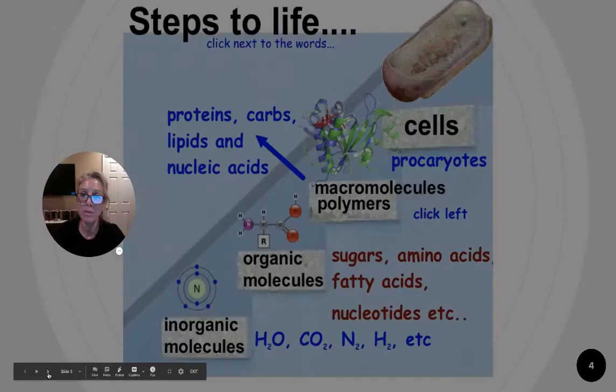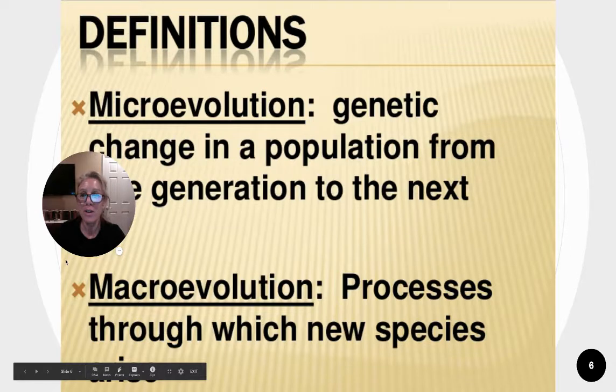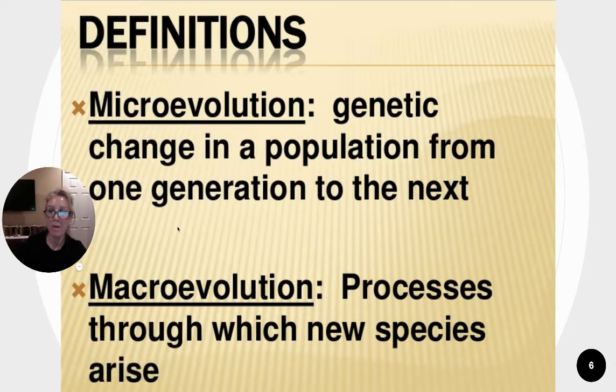But in this unit, we're starting in on the evidence for evolution. What evidence do we have for that? All right, so the first thing I want to differentiate between is microevolution and macroevolution when you hear those terms. So microevolution would be a genetic change, so some change in a population. Like for instance, if you look at the human population, we've gotten taller over the years.